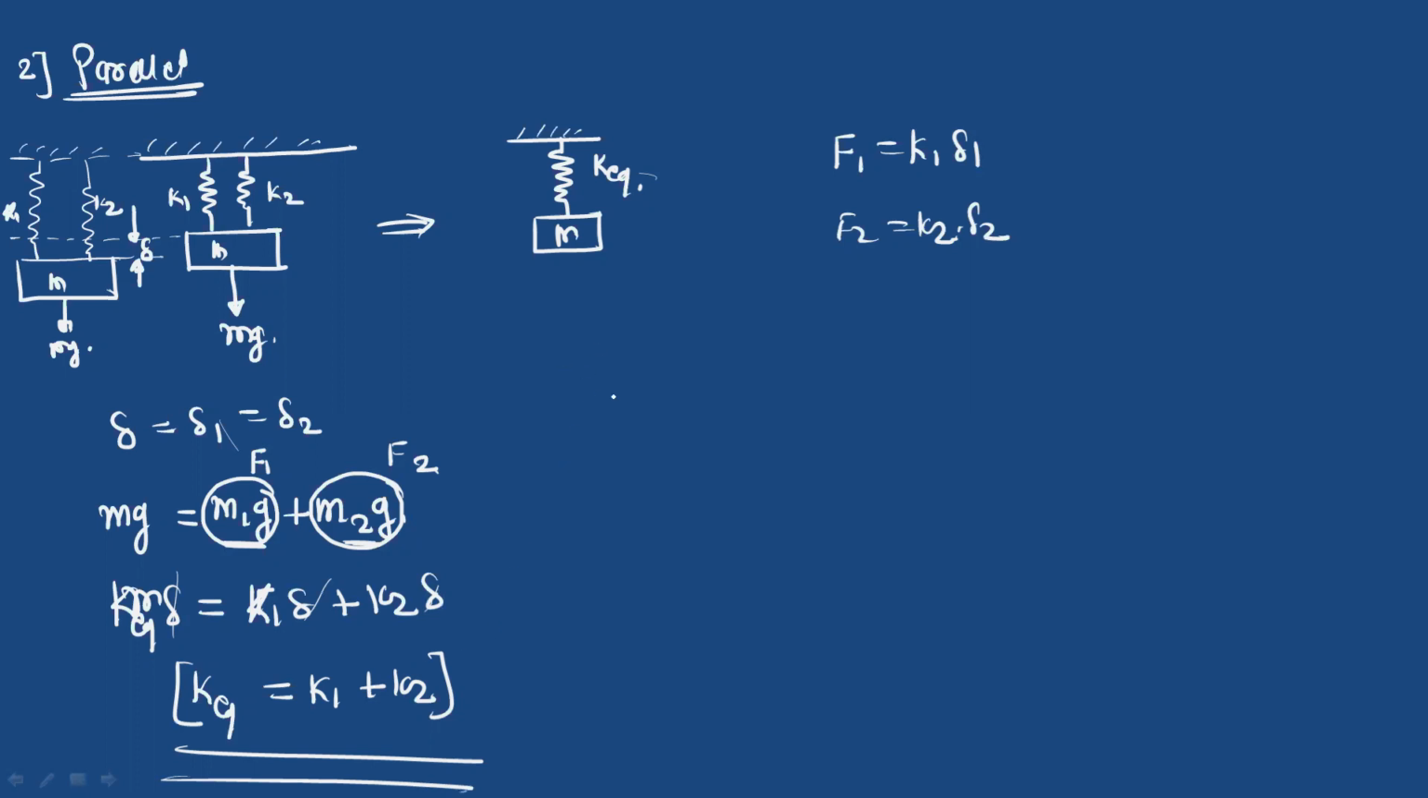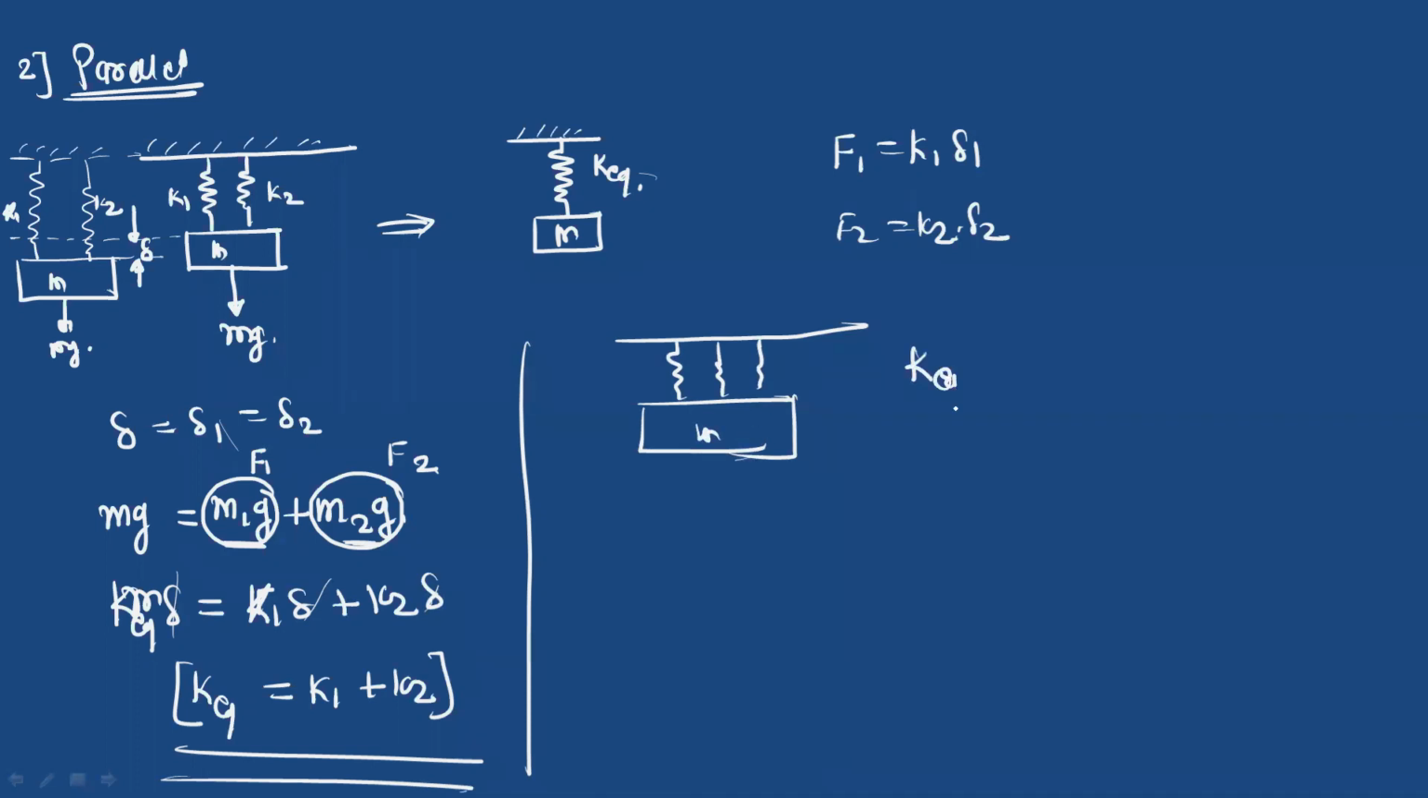Suppose we have N springs like this. Then K equivalent is just the addition of individual stiffnesses: K1 plus K2 up to Kn. So this is how you can convert series and parallel arrangements into equivalent spring stiffness.